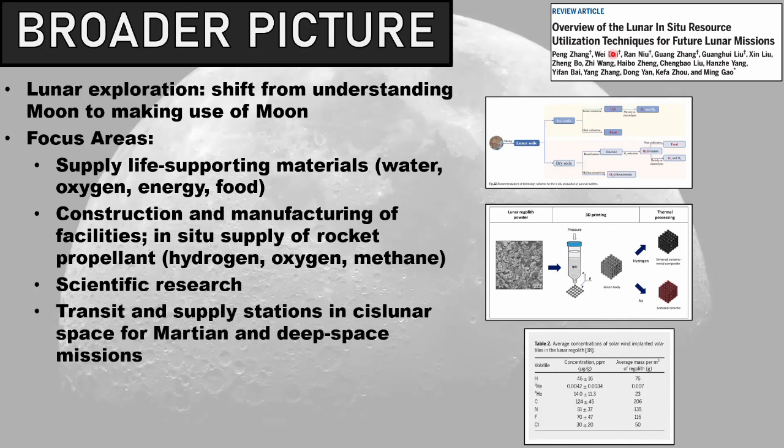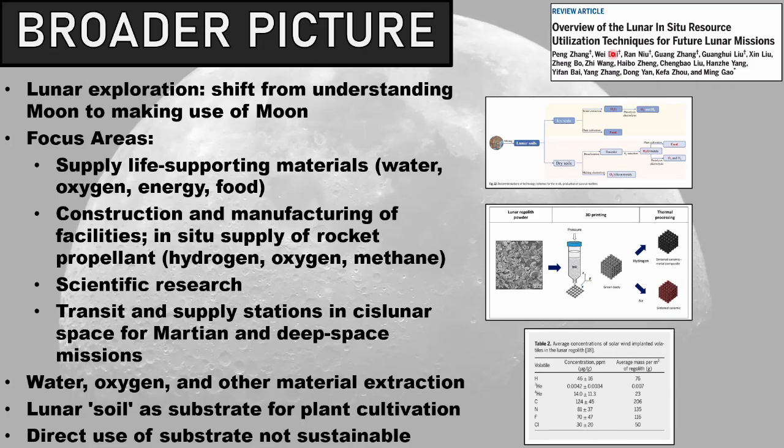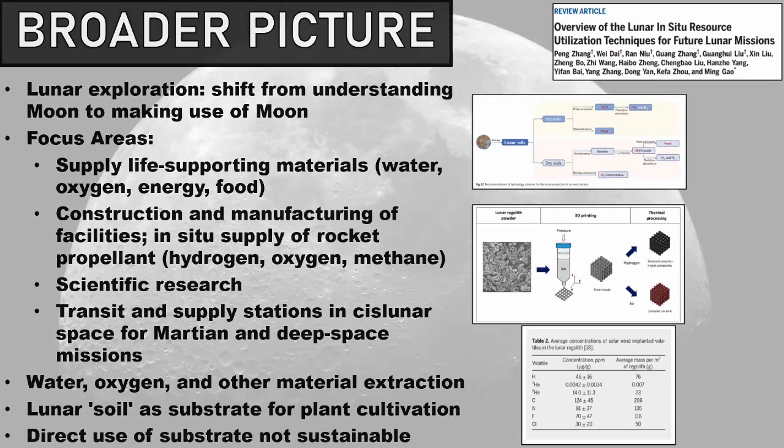Of course, there's going to be scientific research and transit and supply stations. So water, oxygen, and other material extraction will need to take place in the regolith. And that lunar, quote unquote, soil could be used as a substrate for plant cultivation. So using regolith for plant cultivation is one part of the overall big picture. And as I've said before, direct use as a substrate is not sustainable. You have to remediate or supplement the regolith to make it useful for agriculture.